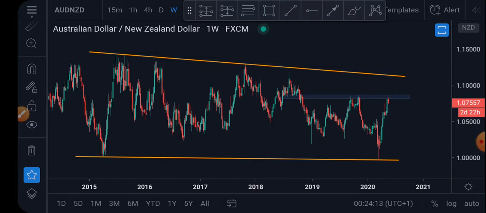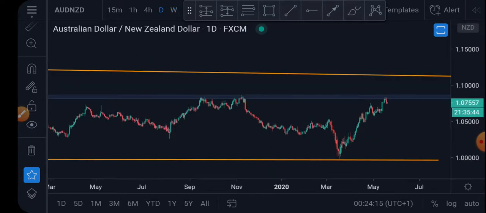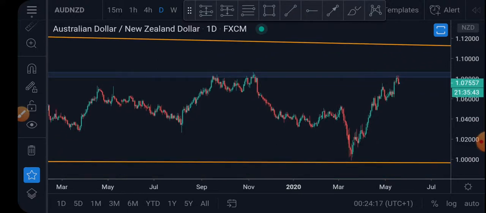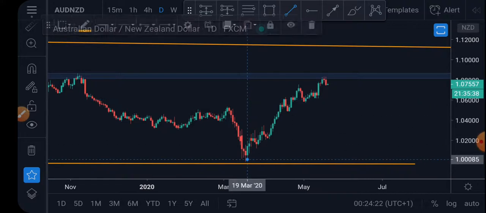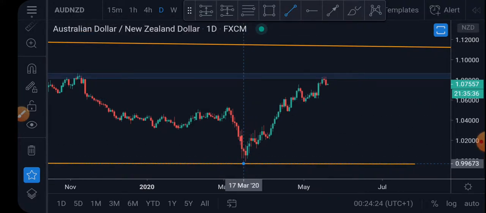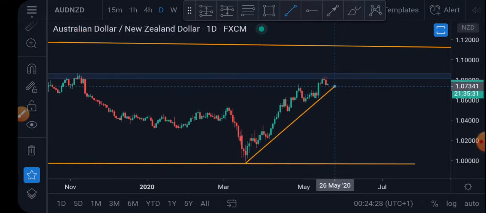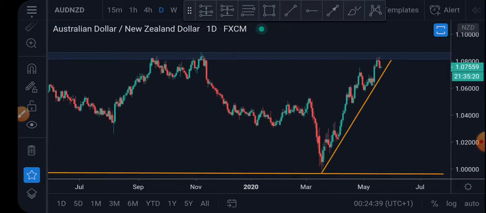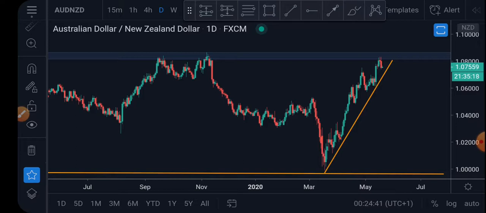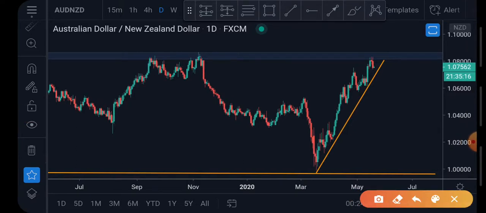So now we'll drop down to the daily time frame, where each candle represents 1 day of price action. And on the daily time frame, I can see that the market has been in a very clear uptrend all the way from here, starting from the 17th of March. We've been in an uptrend on Australian dollar, New Zealand dollar. And then you can see the trend line being absolutely respected on this. So at this moment, looking at this, I'll start looking for selling opportunities because we've come into this major zone up here.